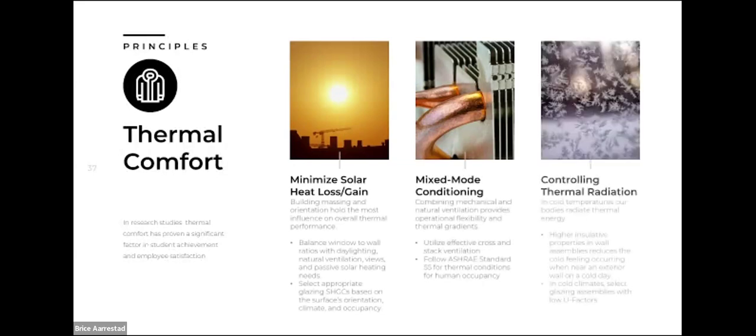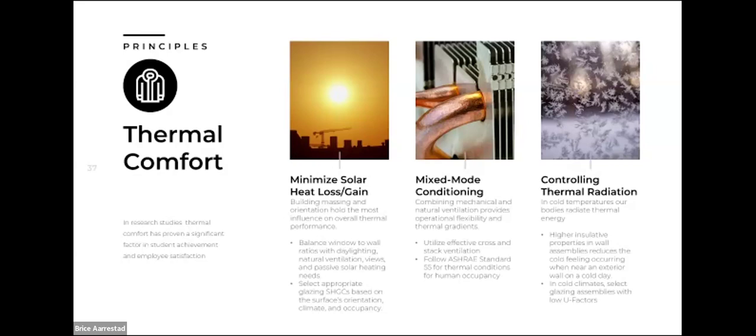Well, one way is through minimizing solar heat gain and loss. So using your building massing and orientation to influence that thermal performance. Balancing your window to wall ratios with daylighting and natural ventilation and views and passive solar heating, all these things coming into a balance so that you're minimizing that heat gain or loss.